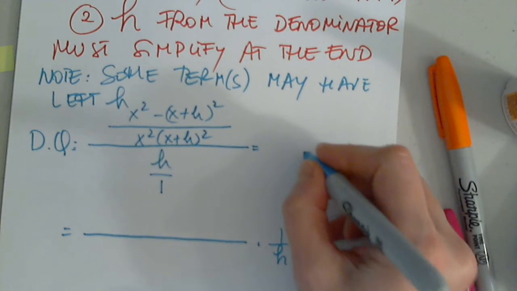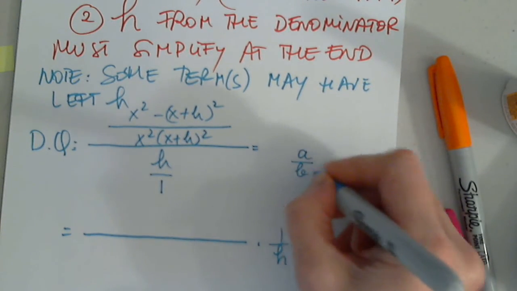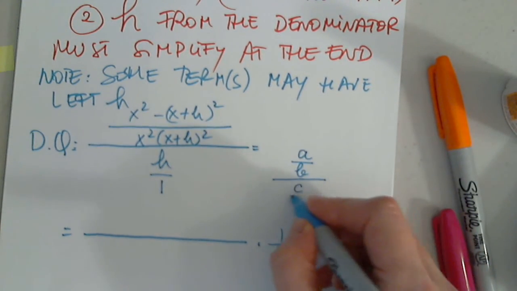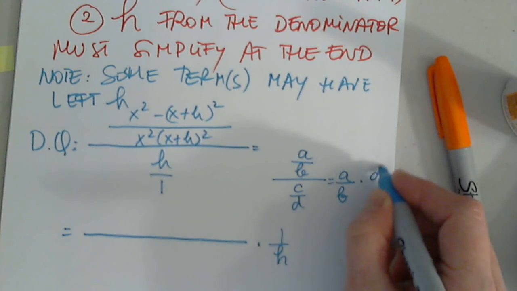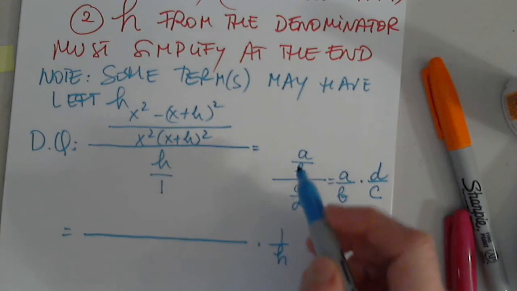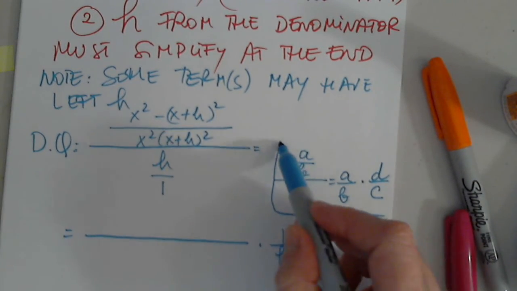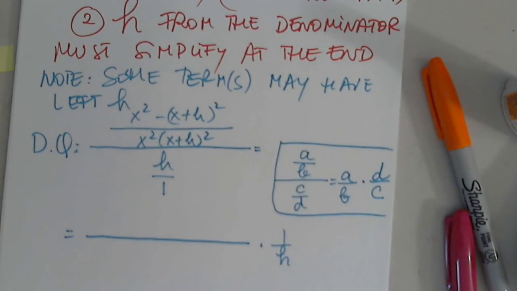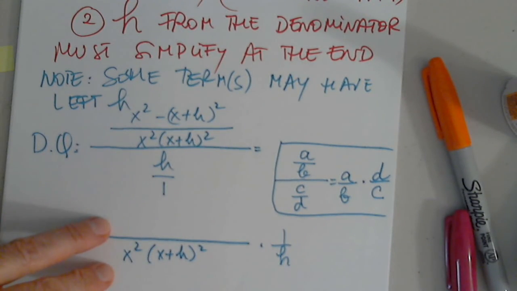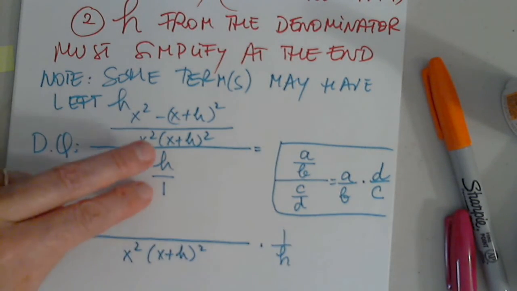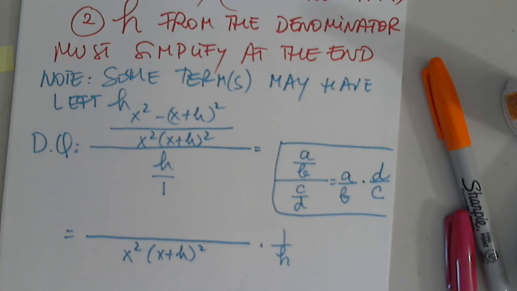Here's another refresher for you. A over B, everything divided by C over D, is A over B times D over C. This is how we divide fractions. So I will copy x squared, x plus h squared. The fraction from the top gets copied. But then I have to multiply by 1 over h.